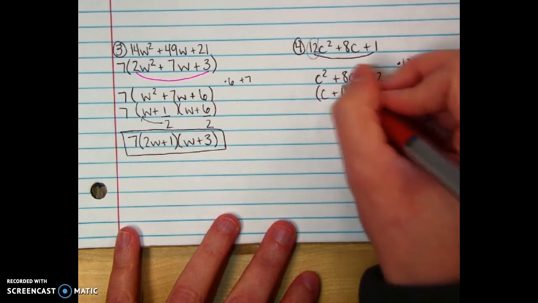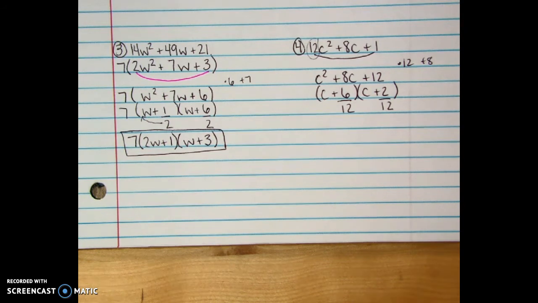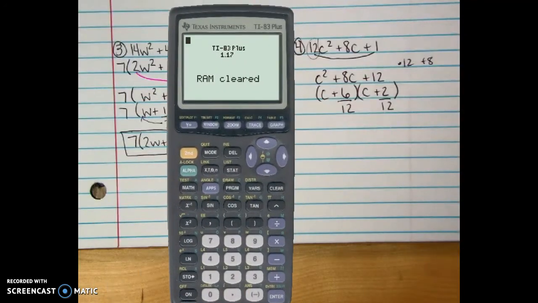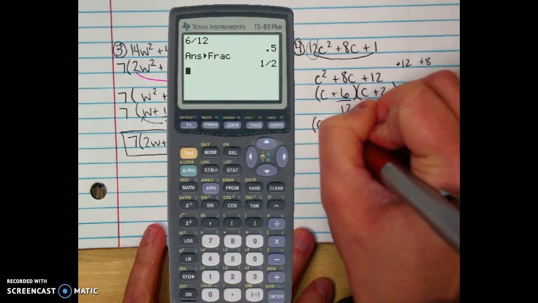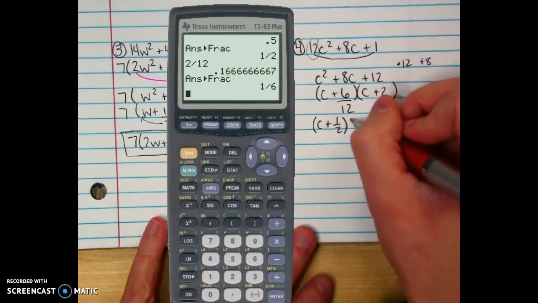Divide by 12. Now this one, you need to reduce your fractions first. And if you don't remember how to reduce a fraction, let me pull up the calculator real quick. Let's see, 6 divided by 12. And to write it as a fraction, go to Math, enter, enter. So this is going to reduce to be c plus 1 over 2. And then over here, 2 divided by 12. Math, enter, enter. This is going to be 1/6.